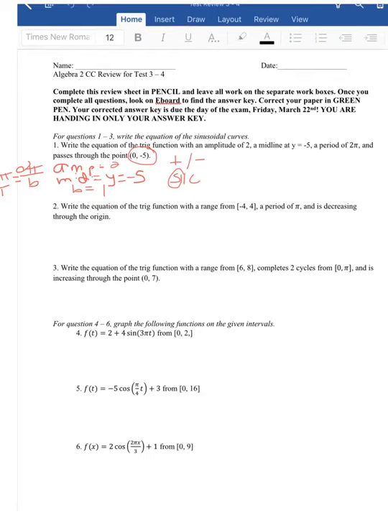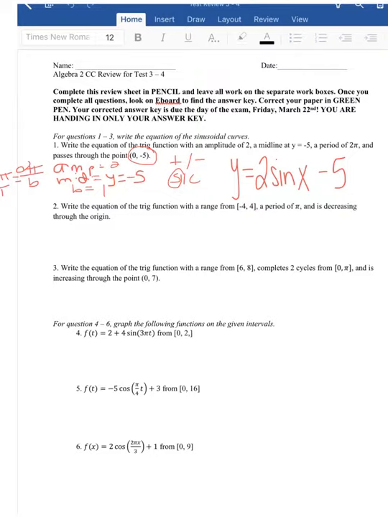So for this, you could have two answers. You could have y equals positive 2 sine of 1x minus 5, or you could have negative 2 sine of x minus 5 for number 1.